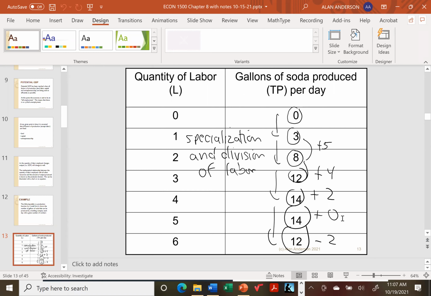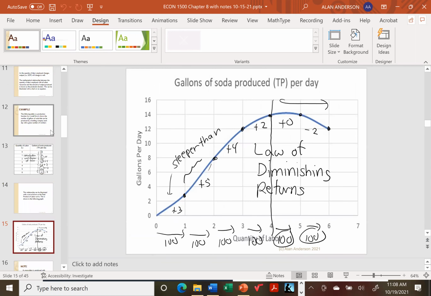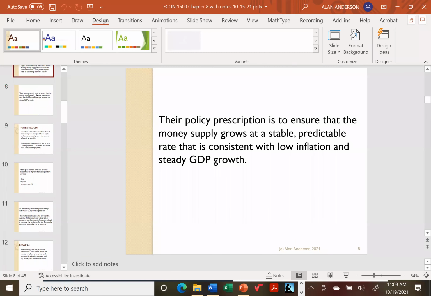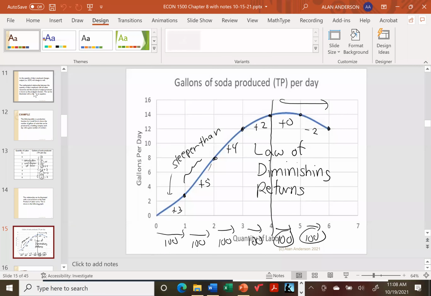Now, does that mean that 5th worker is a terrible worker? No. It means that there's only so much room in this place. There's only so much equipment. People are standing around waiting for each other to finish before they can do their jobs. And in fact, if we try to squeeze in a 6th person, output actually goes down because now they're basically getting in each other's way. So this process that you're seeing here can be illustrated with the production possibilities frontier. Sorry, no, that's a different chapter. They're illustrating this with the total product of labor curve.